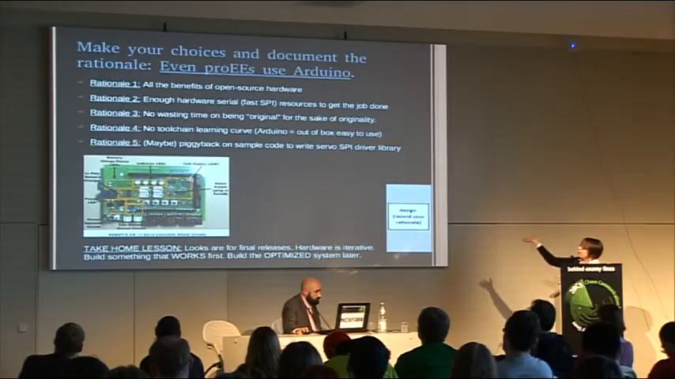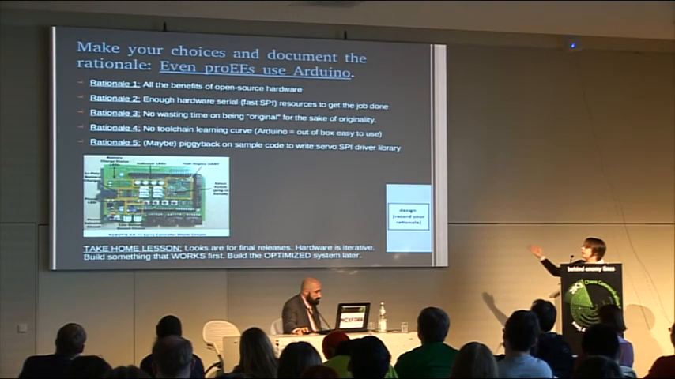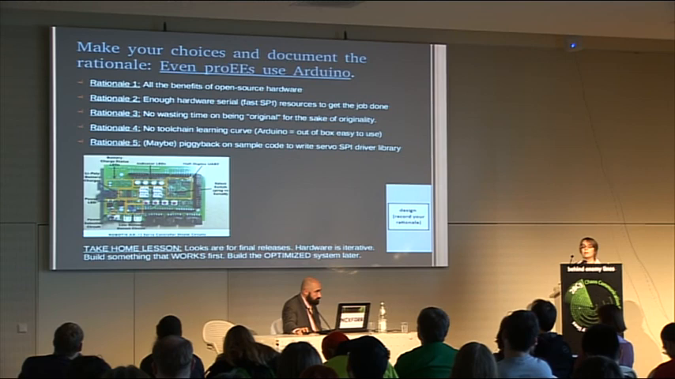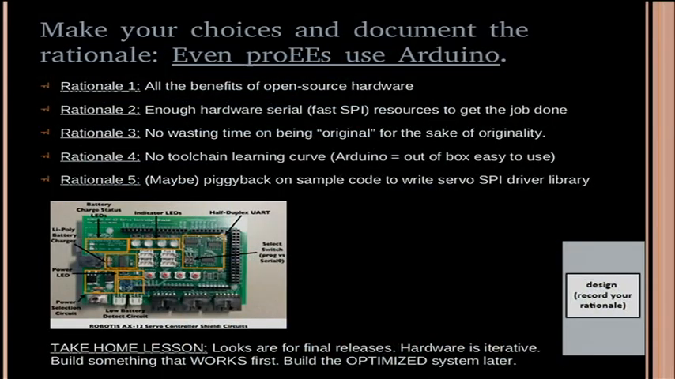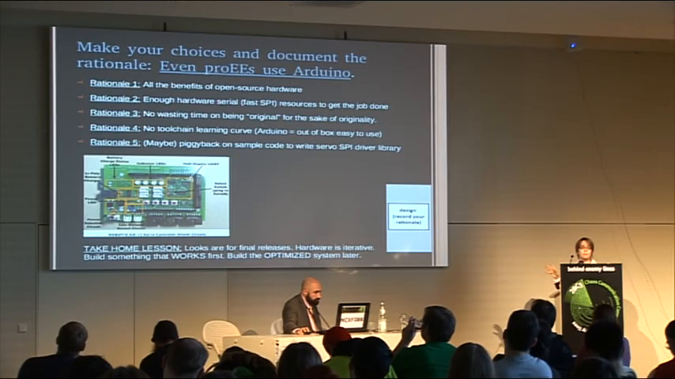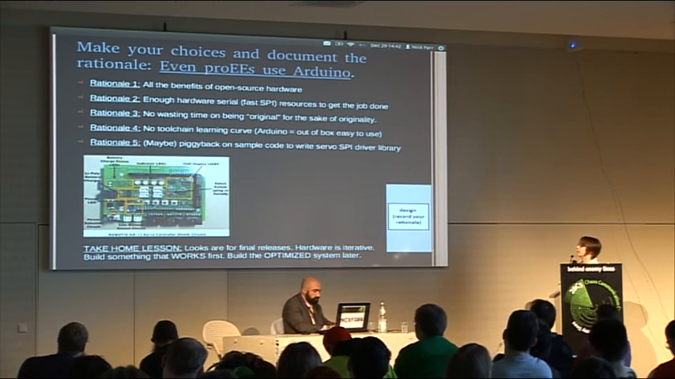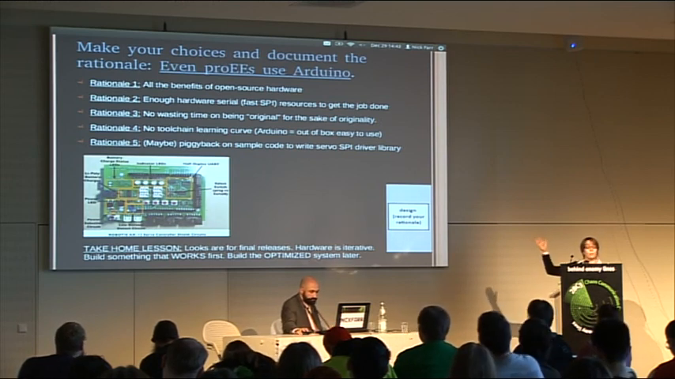Even pros use Arduino. The take-home lesson at the bottom, before going through the design rationale, is that final releases are what get optimized, but if your first goal in a project is to build something that works, build something that works. Hardware is iterative, and you can always optimize later. An Arduino is open source, great, I can copy the files. The Mega had a really fast SPI bus, which was one of my requirements for this robot. I didn't have to waste any time on originality, and the learning curve for the toolchain is null. I thought maybe other people have worked with these servos and I can piggyback on their code. I had to rewrite the library, but I thought I might have had a shortcut for being lazy.